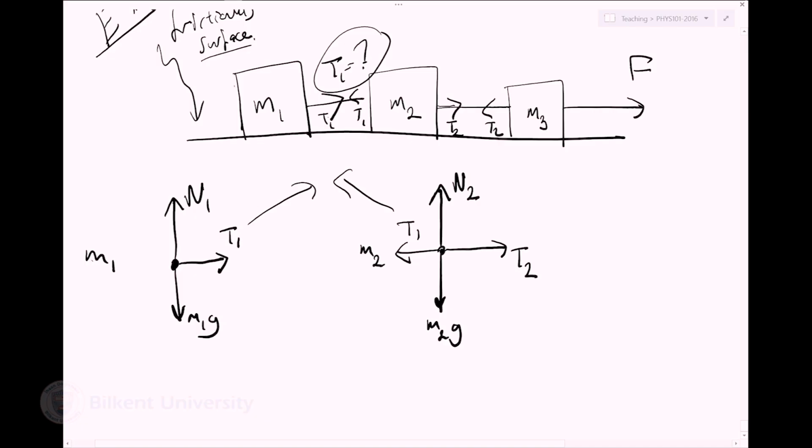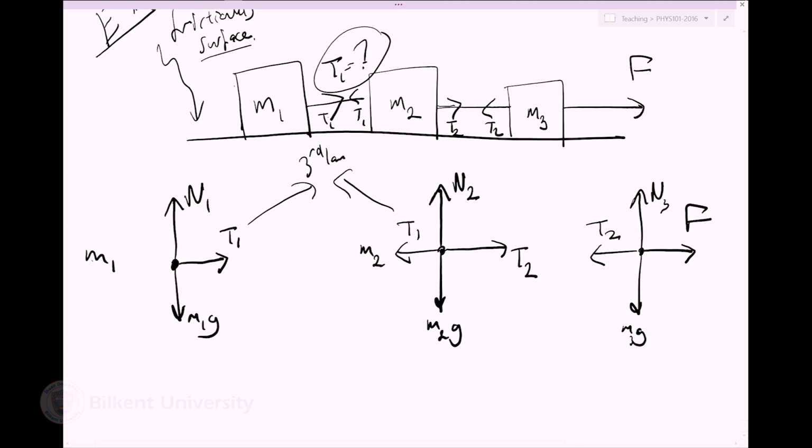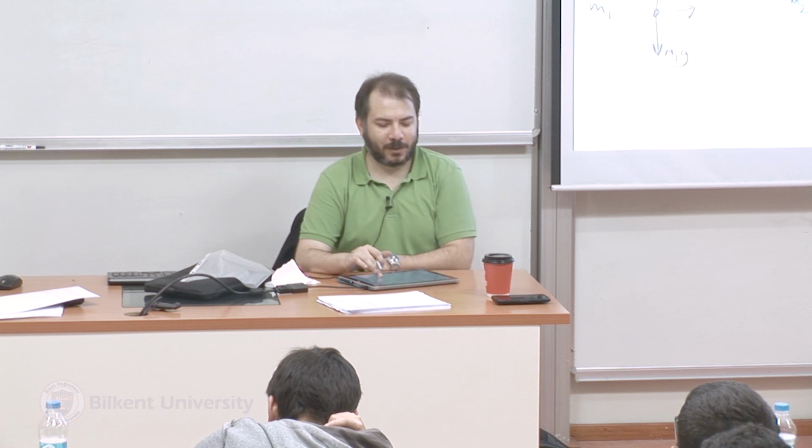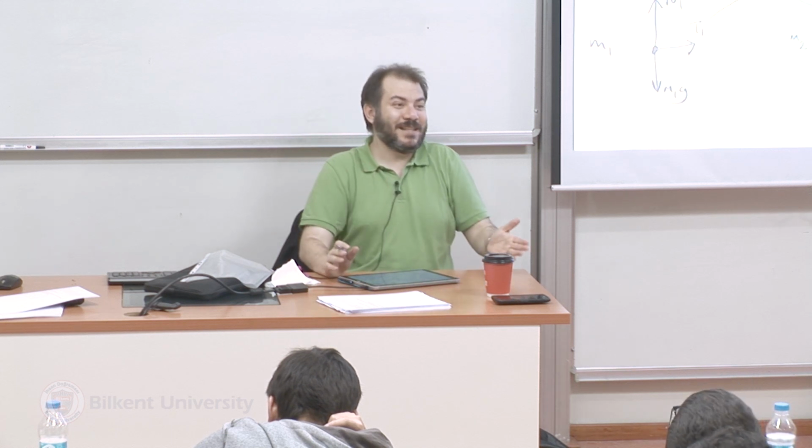Great. So, how about M3? Again, I'll have a normal force which is cancelling M3g. Now I'll have the force F which is acted upon it, which is the given quantity. And now T2 is pulling it left. And here comes the next step. Now I must decide the accelerations of the objects. How are the accelerations related to each other? In this problem, it's really simple.